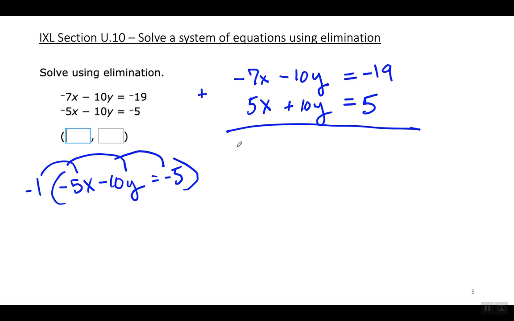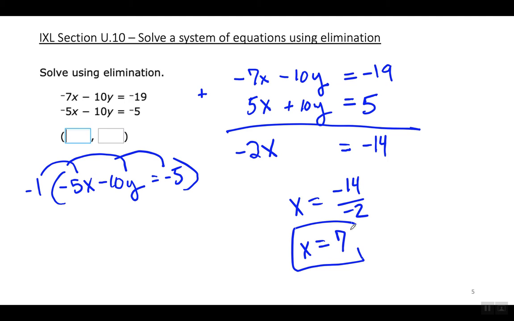Alright, so now when I add, I'm going to get negative 2x. These two cancel out, and this will give me negative 14. So x is going to equal negative 14 divided by negative 2. So x is going to equal positive 7. Alright, so that's the first part of my answer.